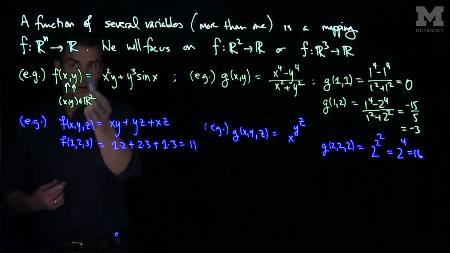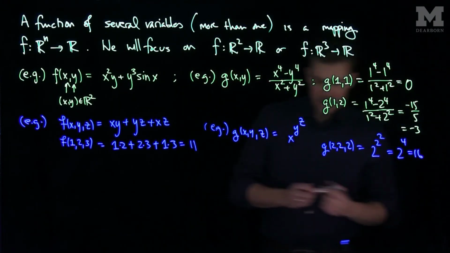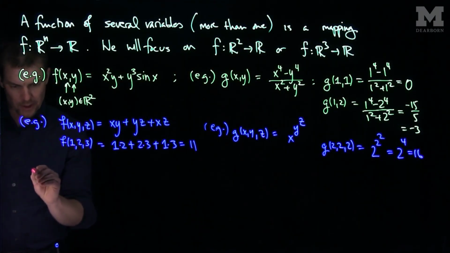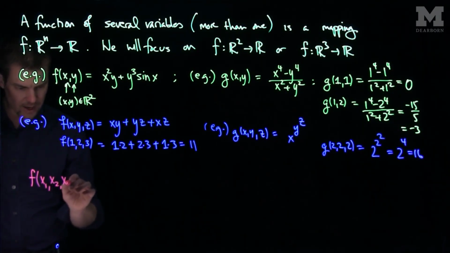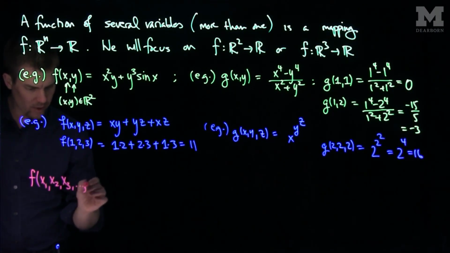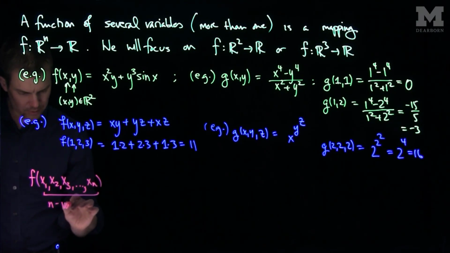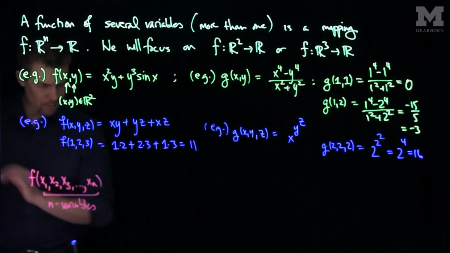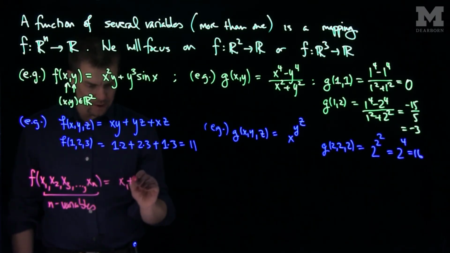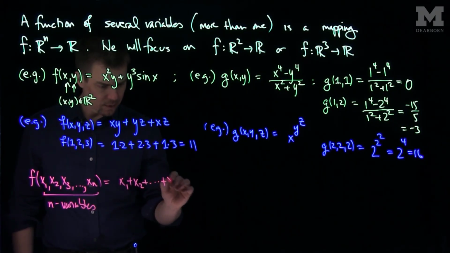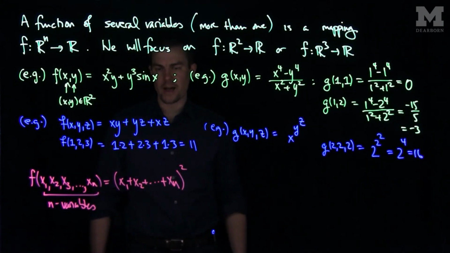Now, it doesn't have to be just a function of two variables or three variables. I can go up to higher dimensions if I like as well. That's where I have to start indexing things. So for example, I can look at a function f of x1, x2, x3, all the way up to xn. And so now I have n variables that I've input. And we can do something like this. Let's write this as x1 plus x2 plus xn squared. That could be my function of n variables.